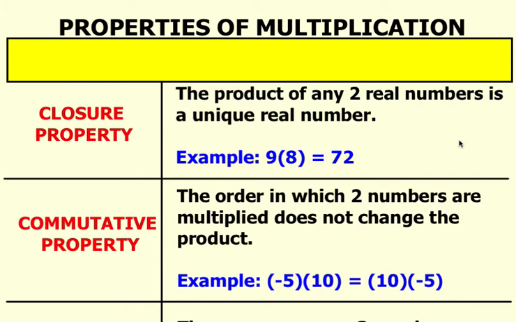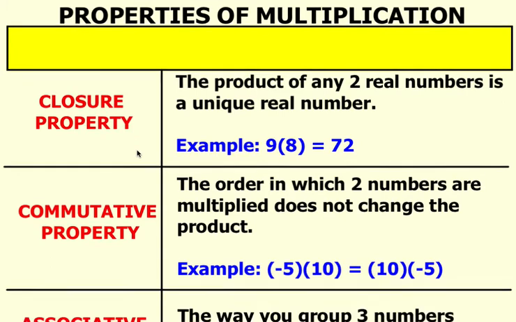Here are some other properties for you. The closure property states that the product of any two real numbers is a unique real number. For example, 9 times 8. The only solution for that is 72. Unique means one of a kind. There's only one answer for the product of 9 times 8, which is 72. So that demonstrates the closure property.